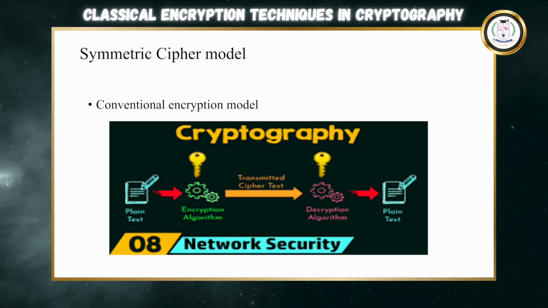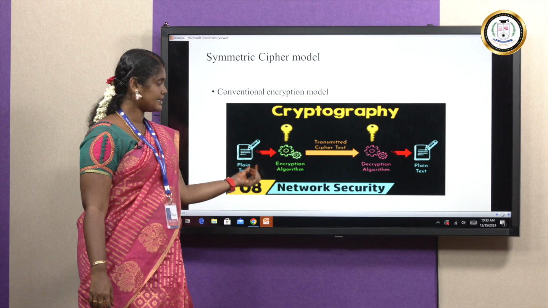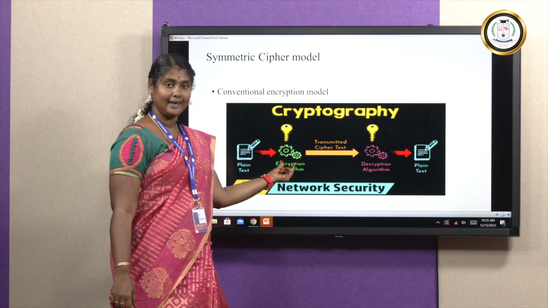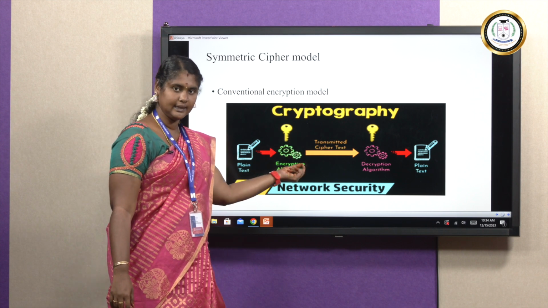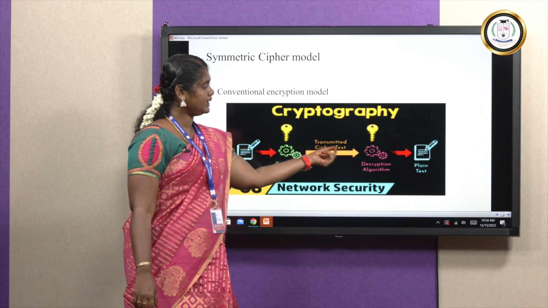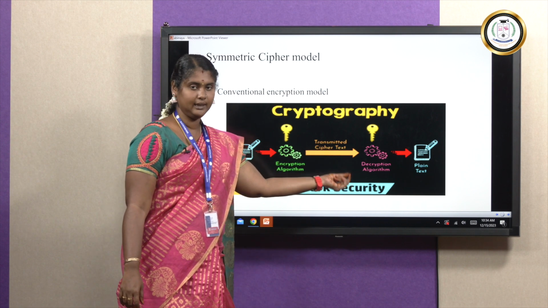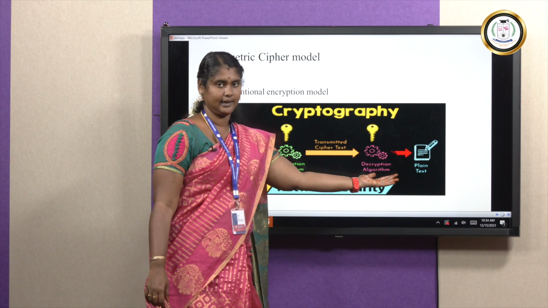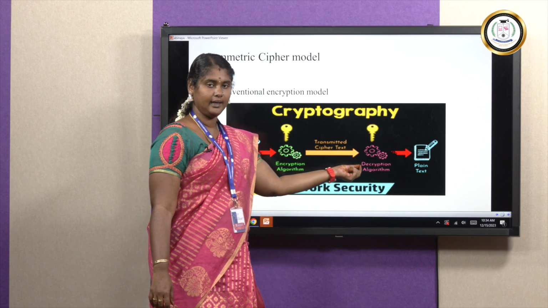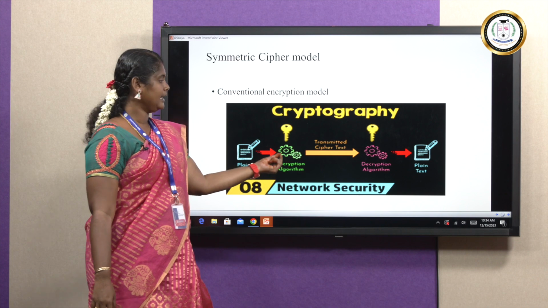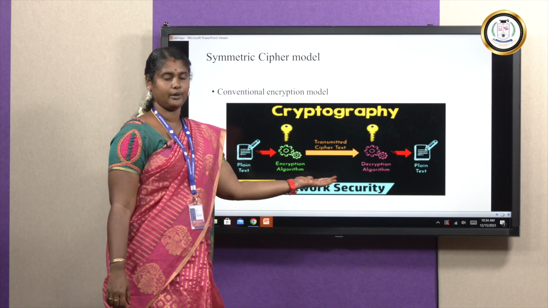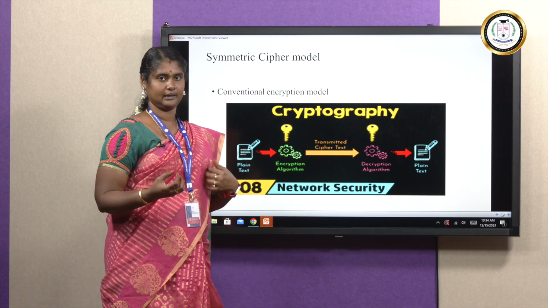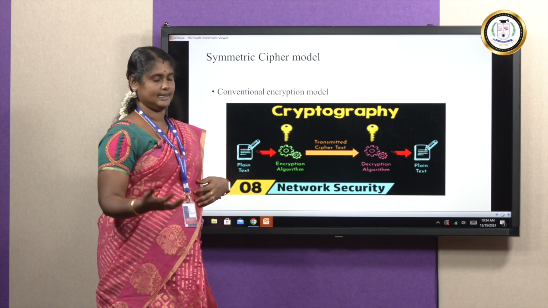This is an example of how it works. Here you can see the plain text. You apply an encryption algorithm along with the secret key, and it is converted into ciphertext. Again, to retrieve your original data, you need to apply the key and an algorithm, and only then is it converted back into the original data at the receiver side.